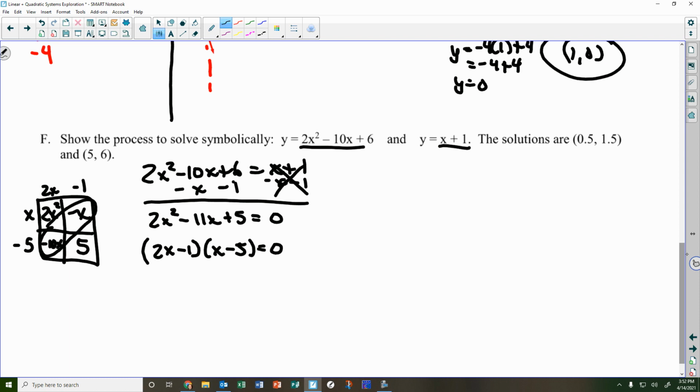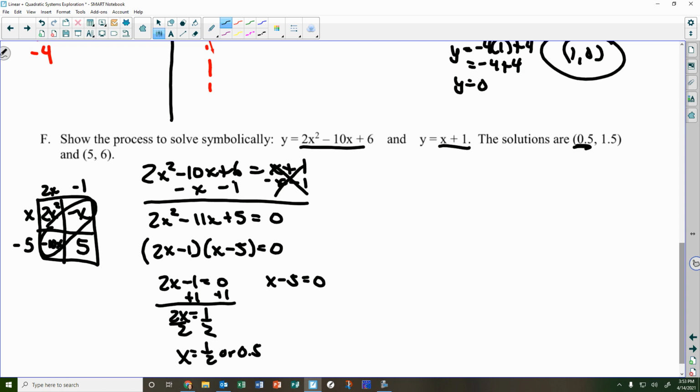So when I set them equal to 0, add 1 to both sides, divide by 2. So x equals a half or 0.5. And the other one, we add 5 to both sides, x equals 5. All right, so we got two x-values.